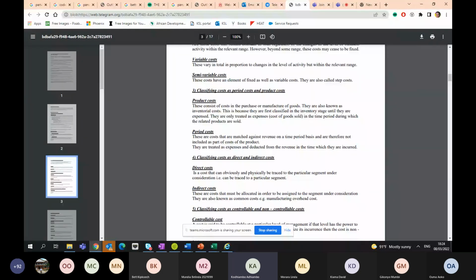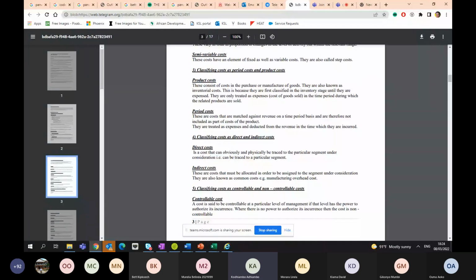The third categorization is period cost and product cost. Product cost is the cost of purchasing a product or manufacturing it. But with period cost, you're looking at it in terms of: in 3 months I will have spent this.